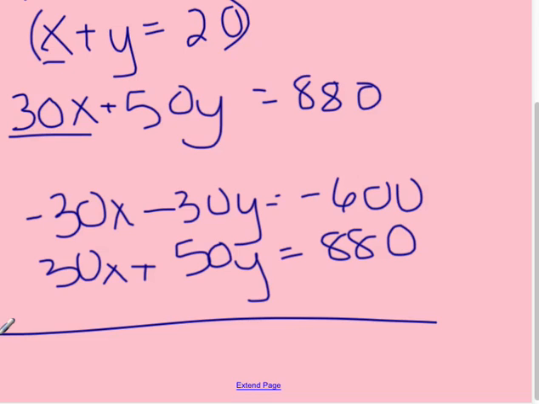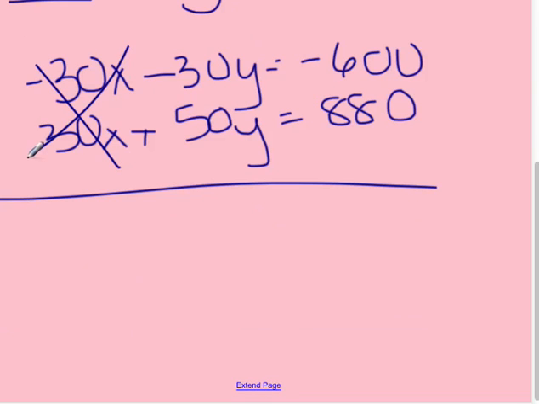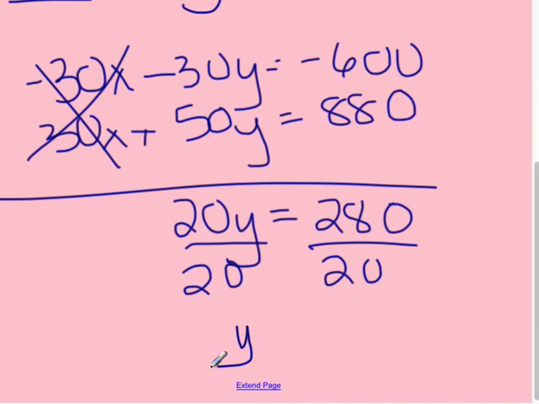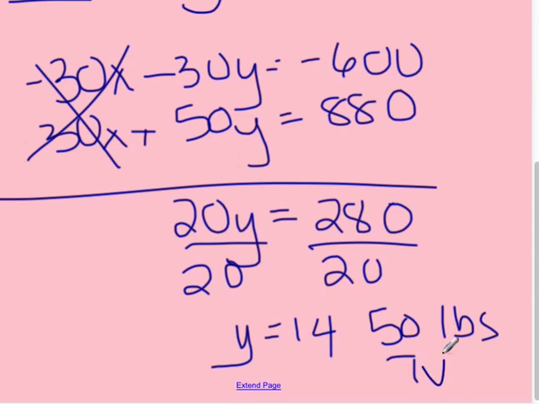So now we're going to add down the columns. So that's going to cancel out. Negative 30 plus 50 is going to give me 20y. 880 minus 600 is going to give me 280. So now that 20 is being multiplied by y, to solve for y, I'm going to divide both sides by 20, and I get that y is equal to 14. Now remember that y represents 50-pound TVs, so I want to label that 50-pound TVs.